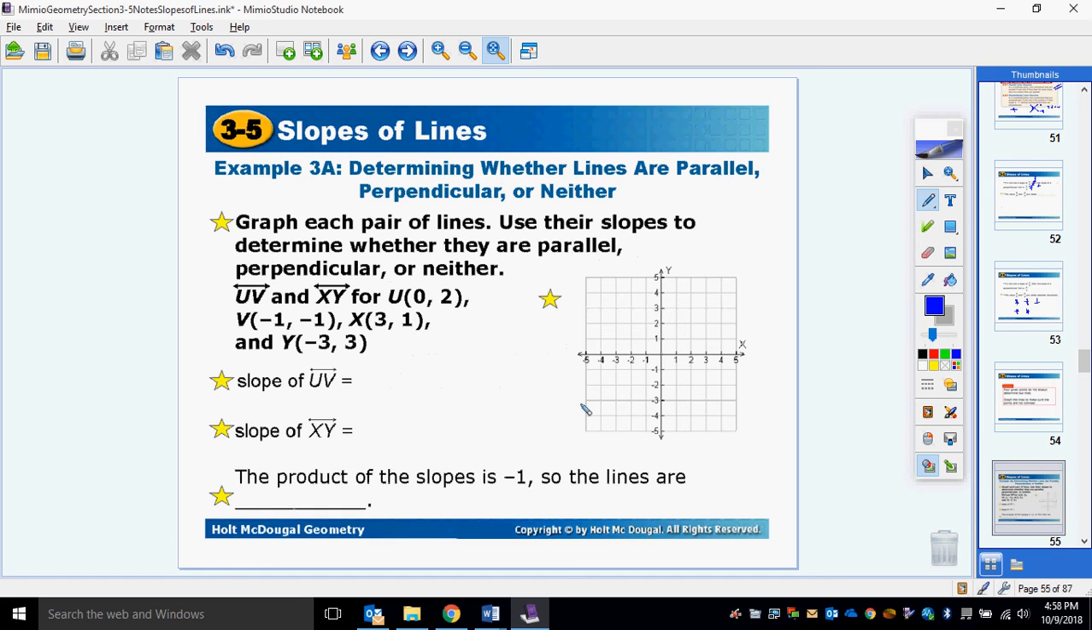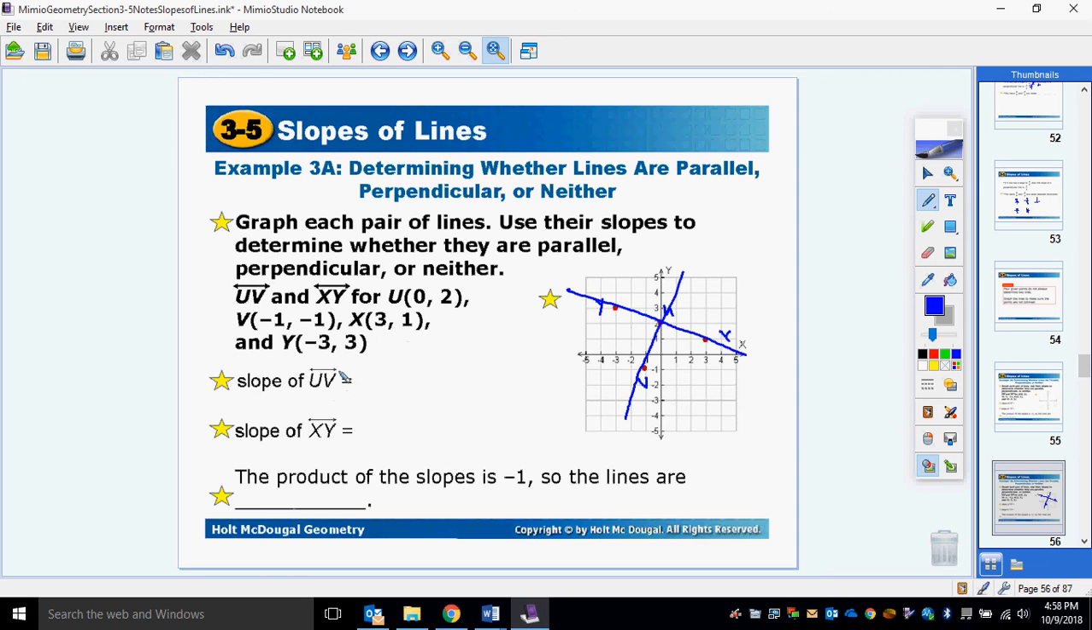Some type of problems that you're going to get are determining whether lines are parallel, perpendicular, or neither. So we have three options to choose from. First, what we want to do is graph each pair of lines and use the slopes that we calculate to see what we get. So if I plot these points at 0, 2 is u, -1, -1 is v, 3, 1 is x, and -3, 3 would be y. Let's find the slope of uv because it wants to know between lines uv here and lines xy here, are they parallel, perpendicular, or neither?